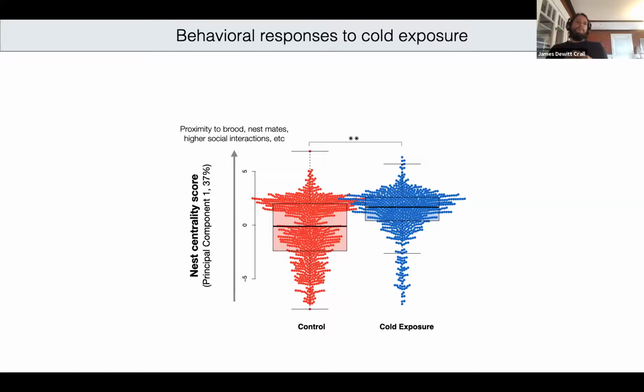And what we see is this principal component of behavior. Higher values of it mean more proximity to the brood, more interactions with nestmates, and lots of other variables associated with this clustering response. And we do see that in cold exposure, the value of that metric goes up. So it looks like this is a good metric of behavioral response to cold.